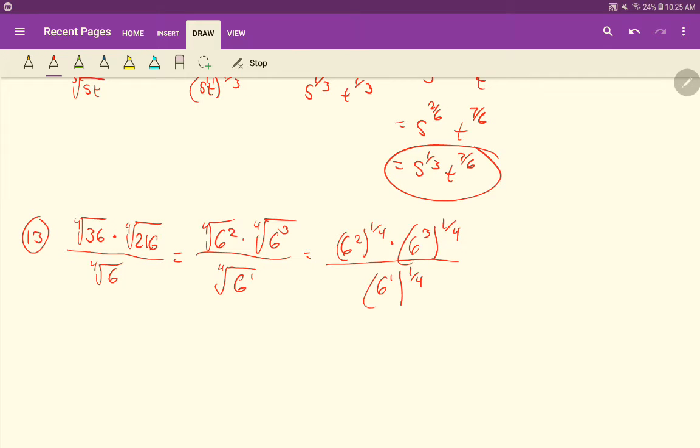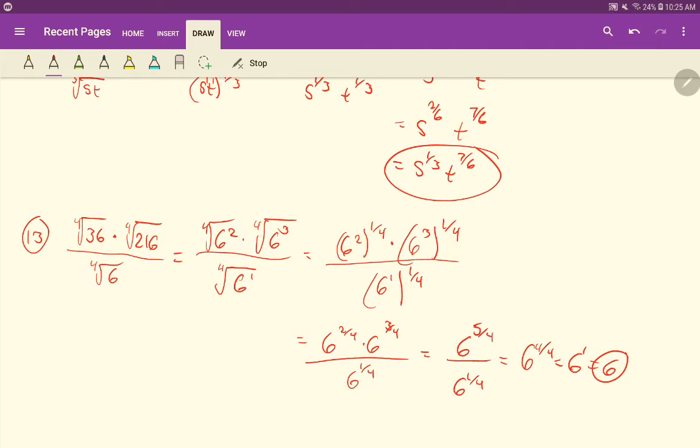And then you can simplify by multiplying these powers together. Again, power to a power, you multiply the powers, so you get 6 to the 2/4 times 6 to the 3/4 over 6 to the 1/4. Okay, and then since we're multiplying here, we're going to add these exponents. So 2/4 plus 3/4 is 5/4. And then since we have division here, we will subtract these exponents. So 5/4 take away 1/4 is 4/4, which simplifies to just a 1, or in other words, 6.